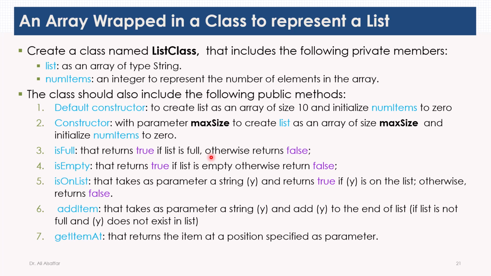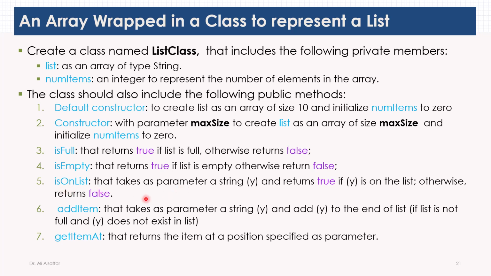There is a space that we can add this element, and at the same time it does not exist in the list. To do that, we can check whether the list is full or not by using the method isFull, and to check if the element is on the list or not by using the method isOnTheList.